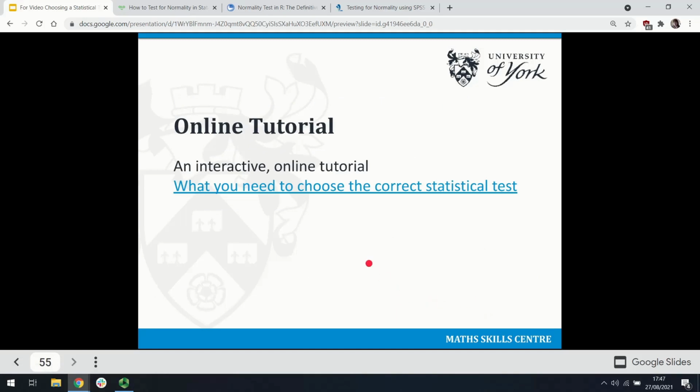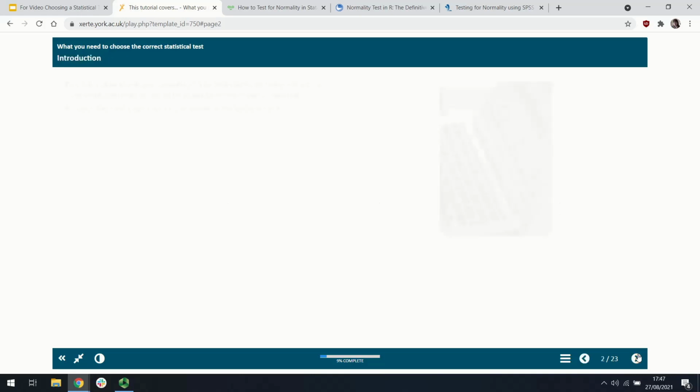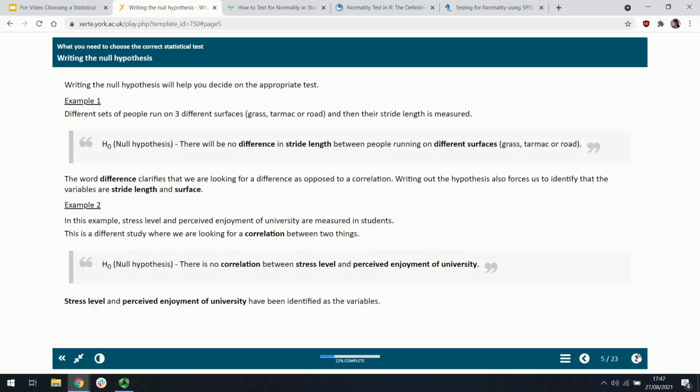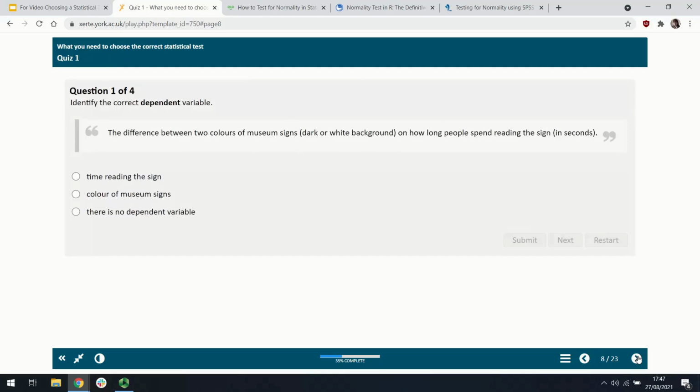There's another way to go over this material. We have an online tutorial which goes over the same concepts as what you need to choose the correct stats test, but just using different examples, so it exposes you to different studies, and it also has little tests for you there to fill in.